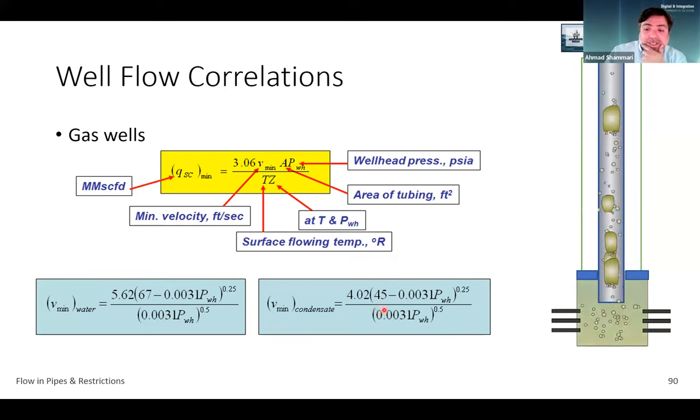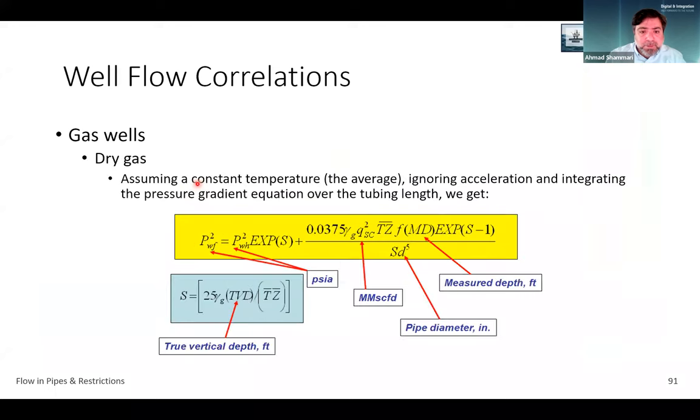Okay, so this is the wellhead pressure. Depending on the wellhead pressure, we will calculate the minimum velocity to carry out the condensate. We plug this minimum velocity into this equation here, and then we can get the minimum flow rate of the gas, right, at standard conditions. And below this flow rate, as I said, we will have a problem of liquid loading, right?